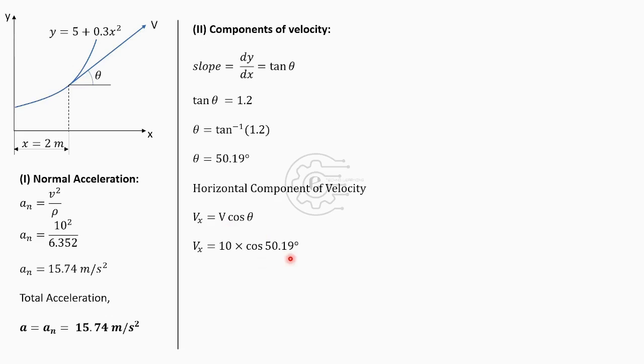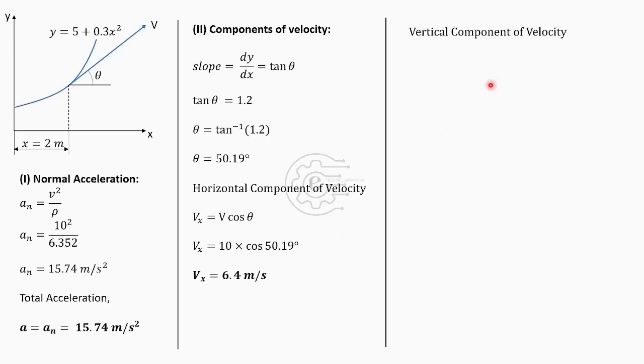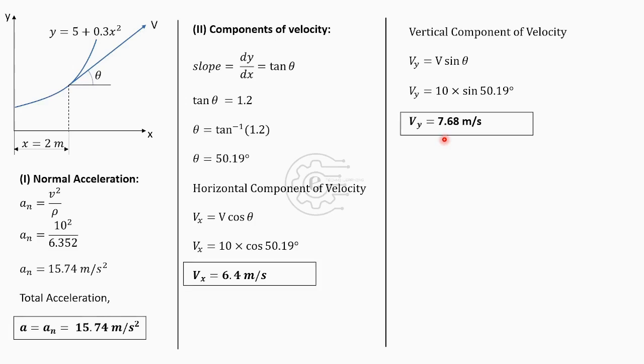Now the horizontal component of velocity will be vx equal to v cos of theta, that is 10 into cos of 50.19 degree. So therefore vx is equal to 6.4 meter per second. इसके बाद vertical component of velocity will be vy equal to v sin theta, that is 10 multiplied by sine of 50.19 degree. So value of vy is 7.68 meter per second. So ये रहे हमारे तीनों आंसर्स.